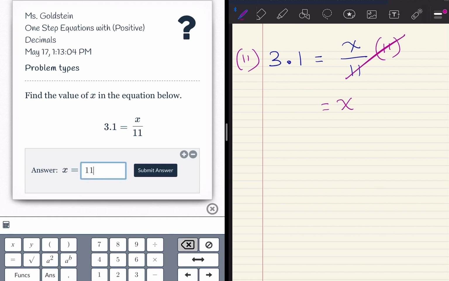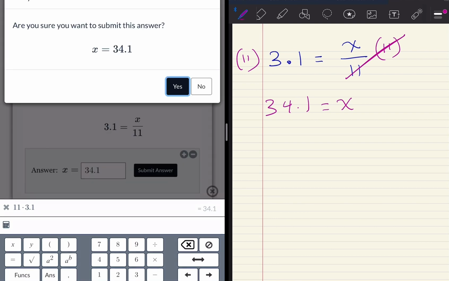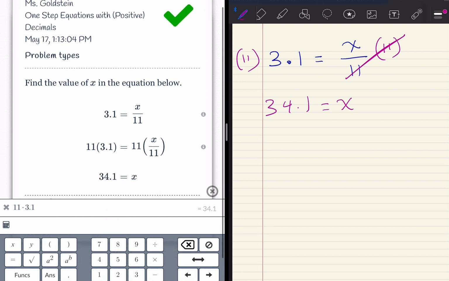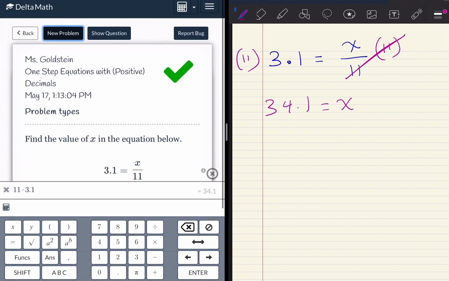Oop, gotta put in the calculator. 11 times 3.1. You could also do 3.1 times 11. That little dot in between those numbers means multiplication. I get 34.1. Let me check my answer there. It works. They put the other thing in parentheses for their steps, but you get the same answer.